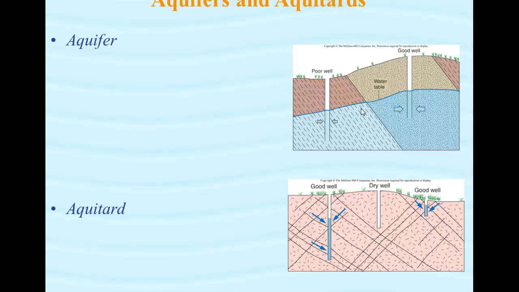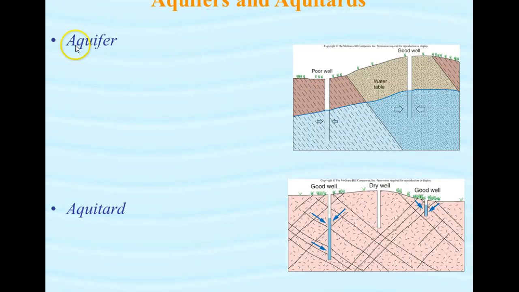Also write in your notes that an aquitard, you see an aquitard right here, an aquitard is rock or sediment that retards groundwater or slows it down or prevents it from actually moving due to low porosity and low permeability. And obviously that would be made of something like shale or clay or unfractured rock.